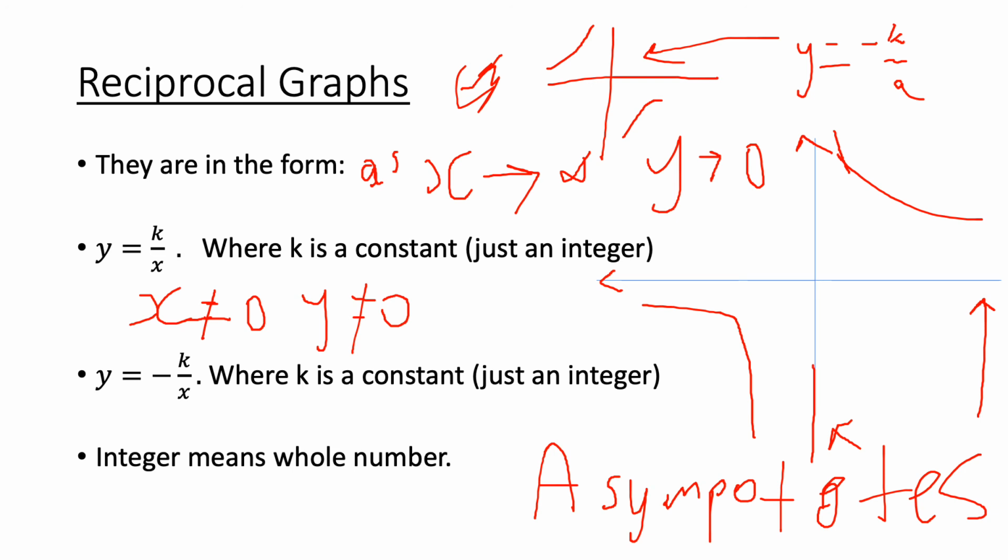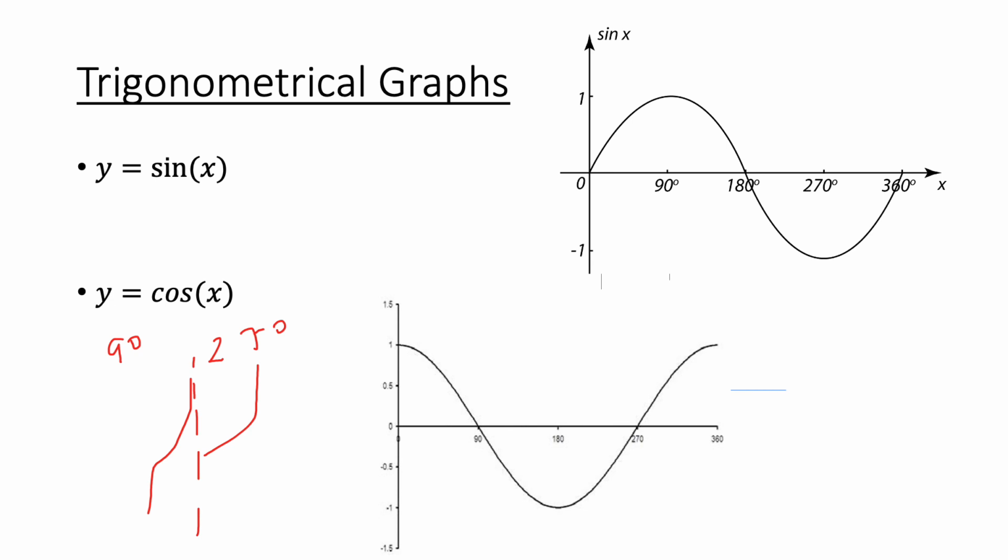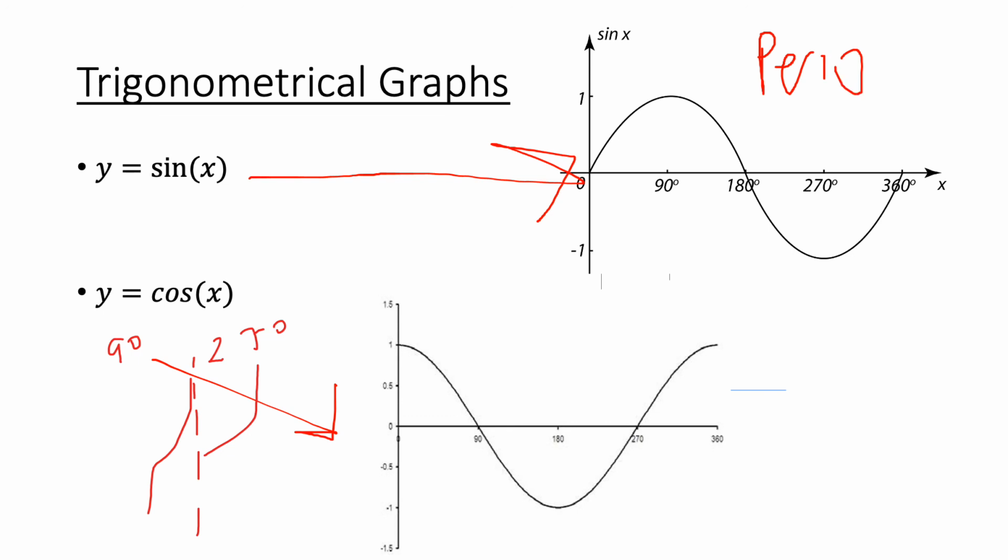Lastly, some trig graphs. This is what a sine graph looks like, and this is what a cos graph looks like. Bear in mind that sine starts from 0. Sine has a period of 360, which means that the graph repeats every 360 degrees. And similarly for cosine, there is a period of 360.